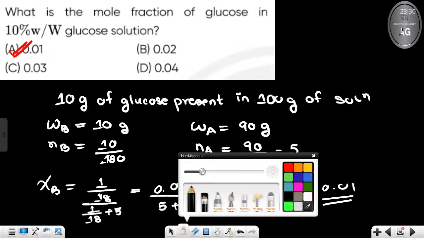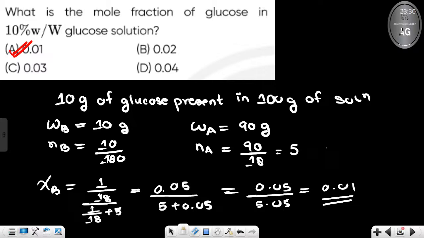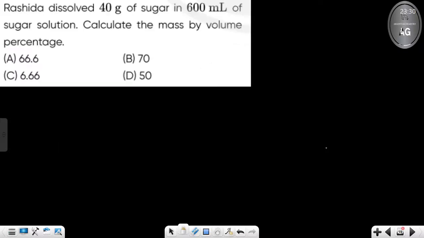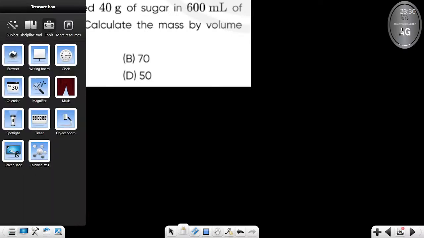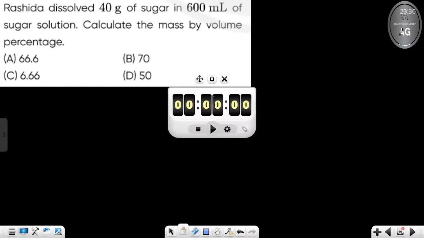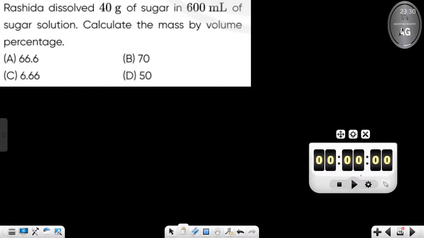Yes, understood. Easy question, but you have to assume the solution first. If you don't assume the solution, you will be thinking, what should I do, I can't understand anything. You have to think. Otherwise, you will be stuck in the first part of the question only. Next. Okay, mass by volume percentage they are asking. It's an easy one again. Let's do it. One minute. Start.